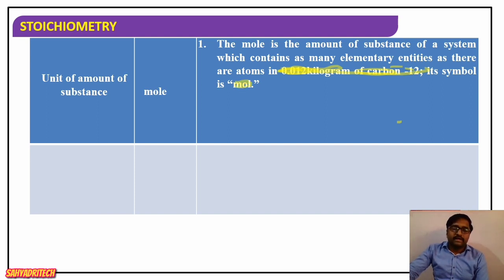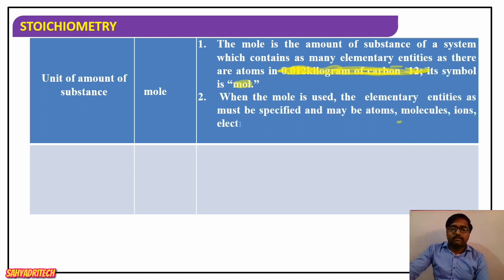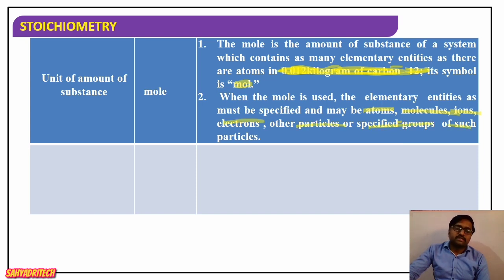Let me repeat, what is mole? It is the amount of substance of a system which contains as many elementary entities as there are atoms in 0.012 kilogram of carbon 12 isotope. It is the mole. Another way to define mole: the elementary entities must be specified and may be atoms, molecules, ions, electrons, other particles, or specified groups of such particles.